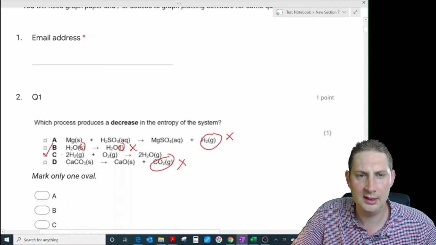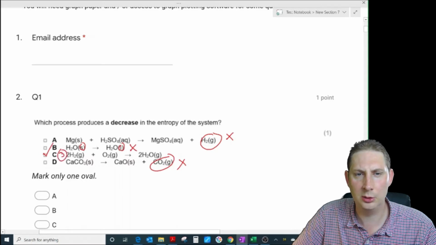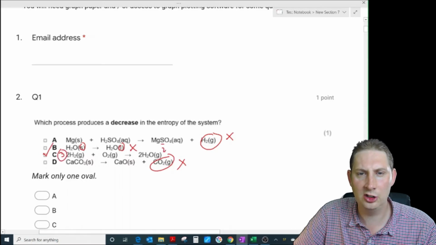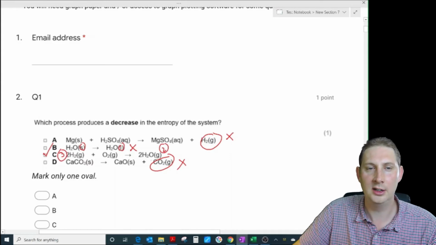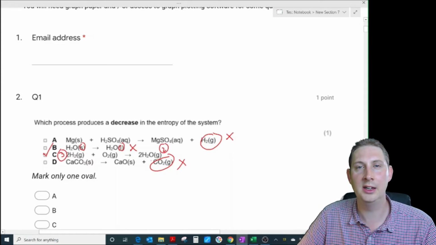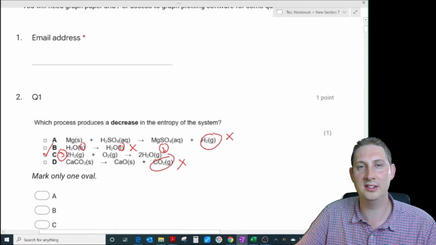And why is it C? Well, you're going from 3 gas molecules on the left-hand side to 2 gas molecules on the right-hand side. So that would be a decrease in entropy because you've got fewer gas molecules, so fewer ways of arranging them.